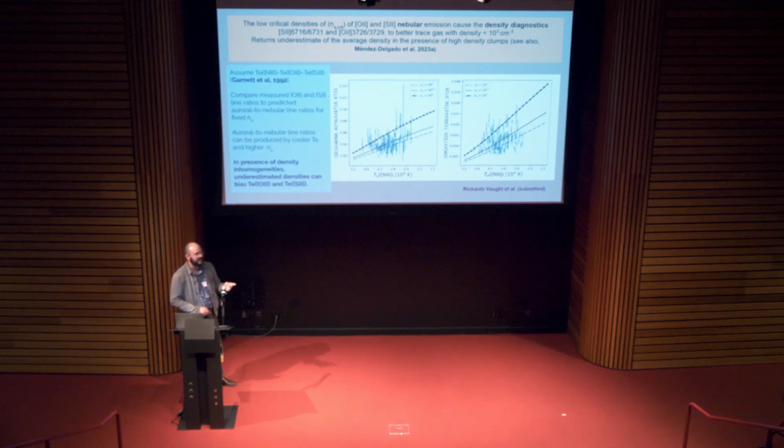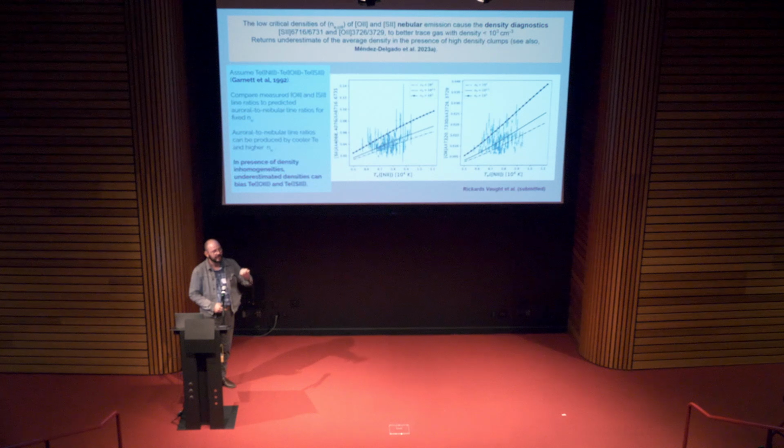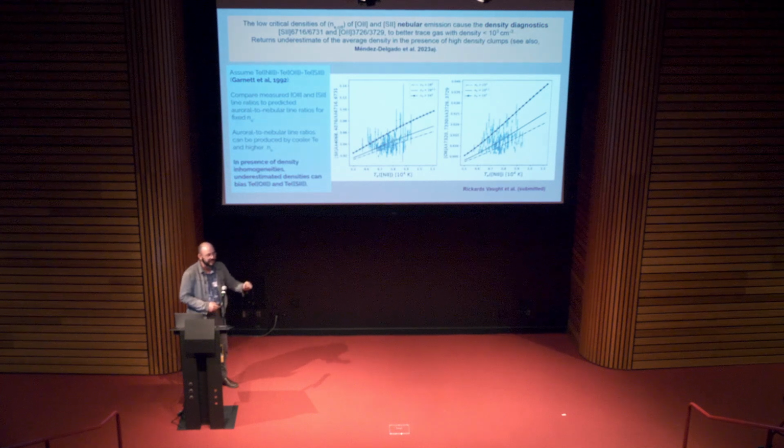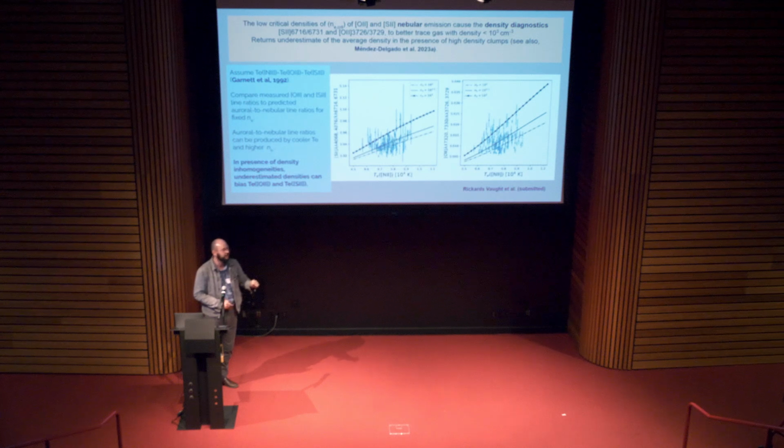The critical densities of the nebular lines of sulfur-2 and oxygen-2 are lower compared to nitrogen-2 and the other ions. So what happens is that in high density gas, the strength of their emission is going to be reduced due to the effects of collisional de-excitation. So when you measure an electron density using these nebular diagnostics, you're going to end up measuring the lowest density gas.